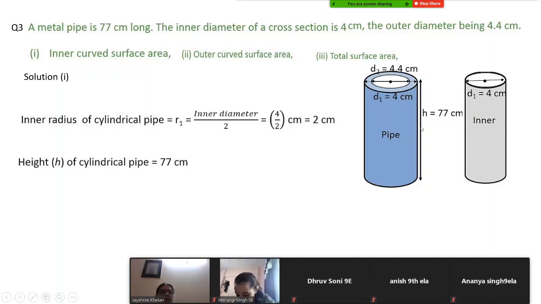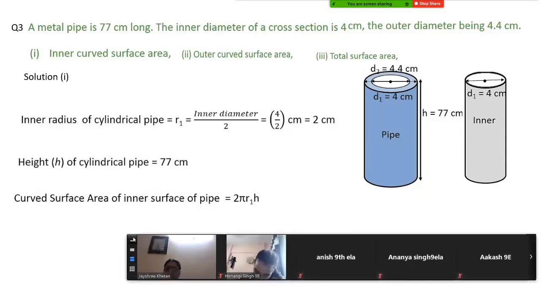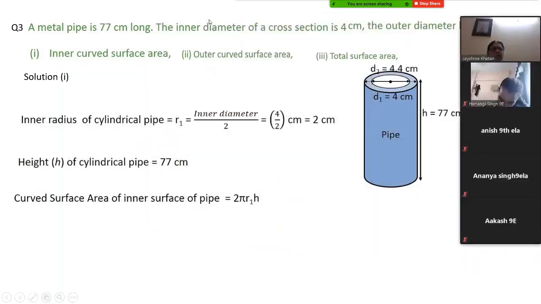Height of the cylinder is given to be 77. Inner height and outer height both remain the same. Now we have to find the inner curved surface area of this cylinder, which is given as 2 pi R1 H. So we put the values in it and we have calculated. This part was clear, I think so.